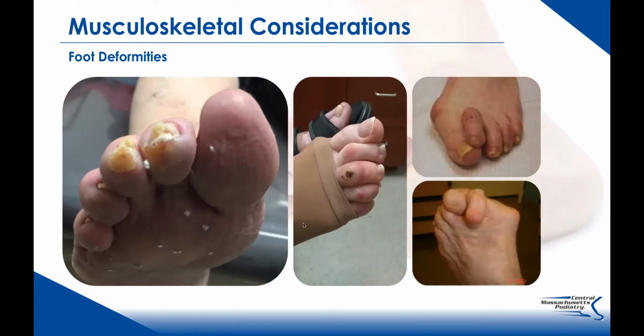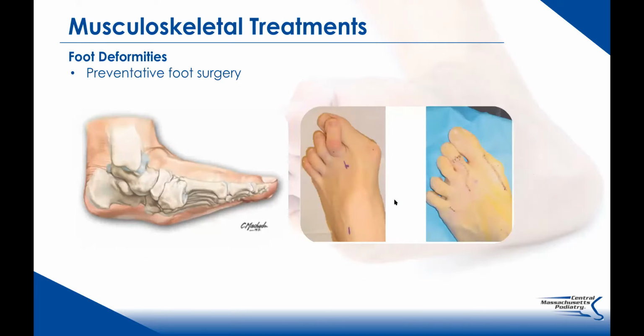The most common ones I see here on the left are the hammertoes. In the middle is a hammertoe. Here's a hammertoe and a bunion. And here's a really bad bunion and a hammertoe. Foot deformities can be problematic in anyone, but with diabetics, it could cause ulcers. And the problem is they might not feel them. Okay, so there are a lot of different types of musculoskeletal or foot deformities.